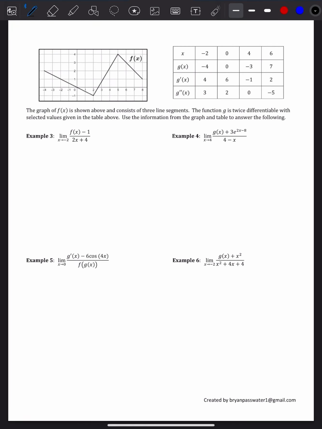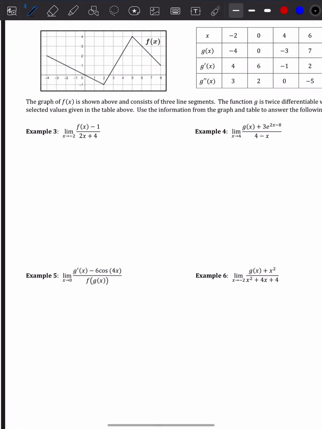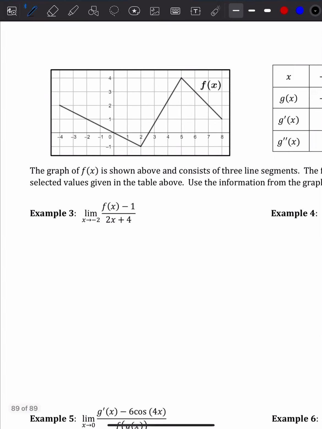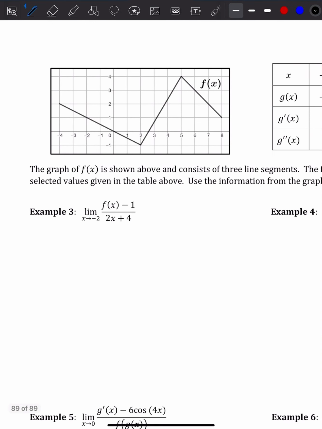The graph of f of x is shown and consists of 3 line segments. The function g is twice differentiable with the selected values given in the table. Use the information from the graph and table to answer the following. So the first one we have here is the limit as x approaches negative 2 of f of x minus 1 divided by 2x plus 4.